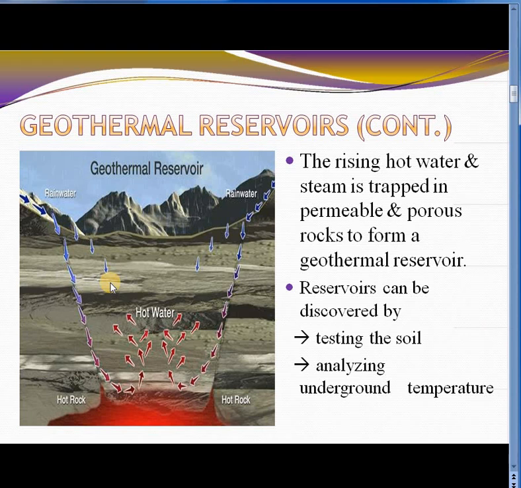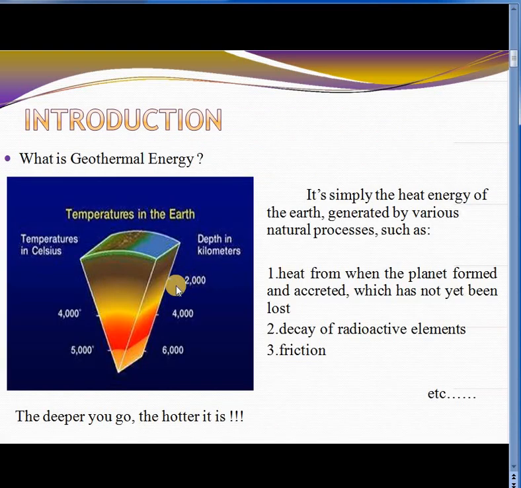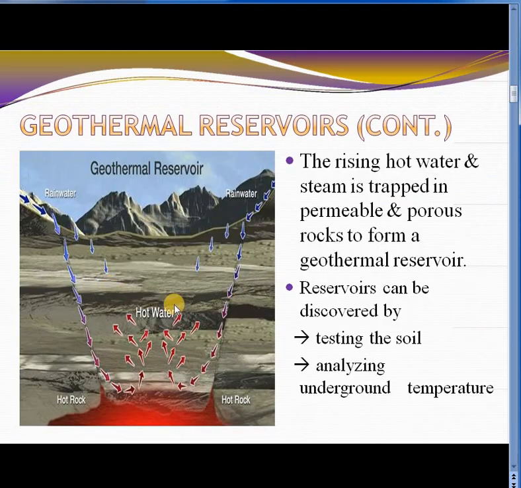This is around, as we have seen in the previous slide, 2000 miles below the Earth's crust. In that area, rock will be formed. Those rocks will be porous, so that they form a permeable layer. These reservoirs can be discovered by testing the soil and analyzing ground temperature. So these porous rocks form the geothermal reservoir.